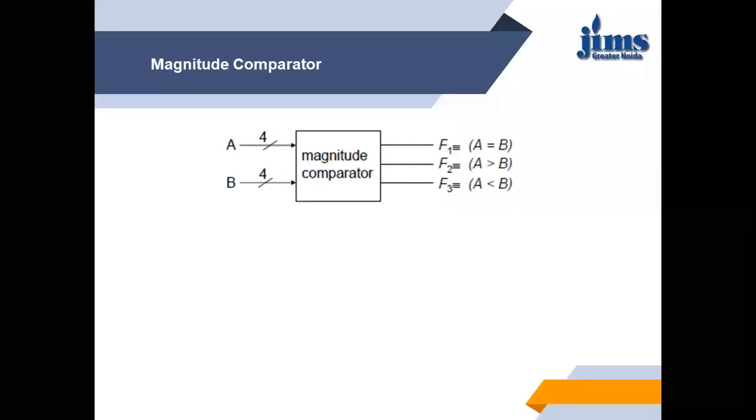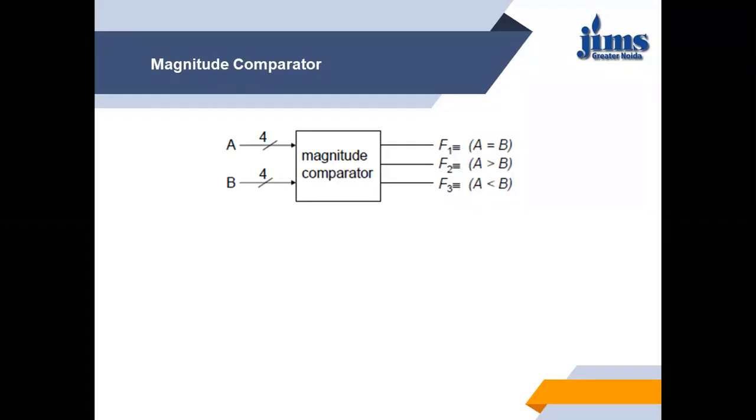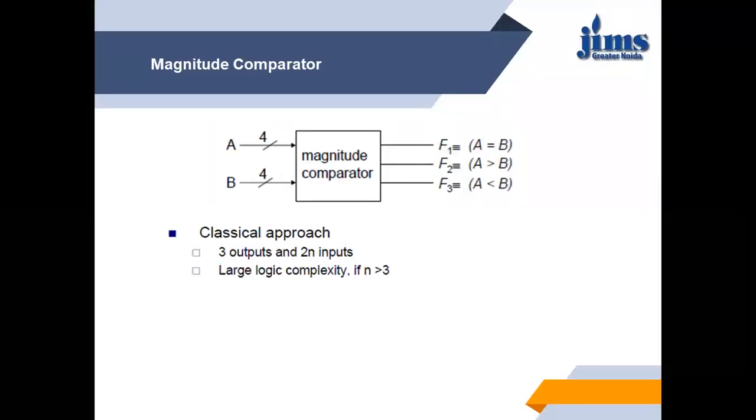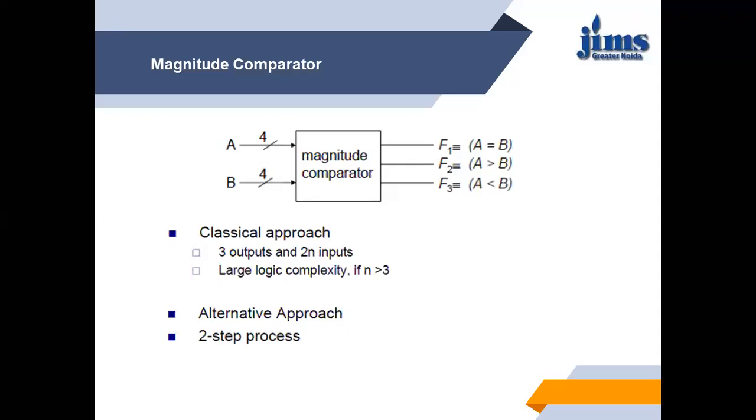We have to find out the logic for how to design a comparator without solving a K-map, because it is very hectic to solve an 8-input K-map, either with the help of a K-map or by minimizing with Boolean algebra. For the classical approach, there are 3 outputs and 2n inputs, and the logic complexity is large when n is greater than 3. We have to find an alternative approach, a two-step process, which we are going to discuss here: how to design a magnitude comparator.